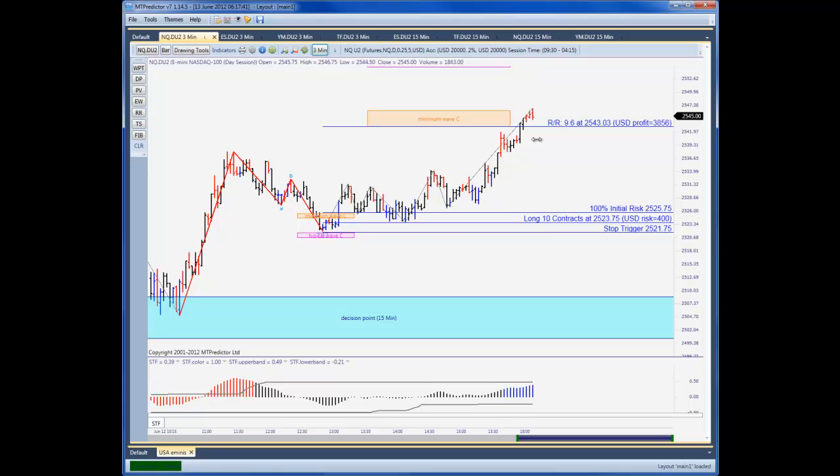Now this is important because this profit is 9.6 times the initial risk. In other words, for risking $400, this would have produced a profit of just over $3,800. And this is the true power of position sizing, in that we keep our losses small and under control, but our profits are much, much larger than our losses. And this is what produces profit over time, is having small losses and big profits. And this is exactly what MTPredictor is designed to do.